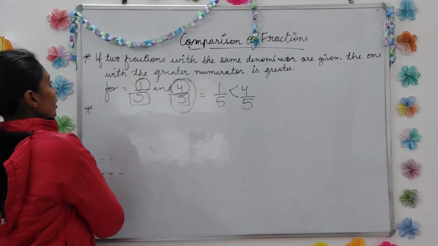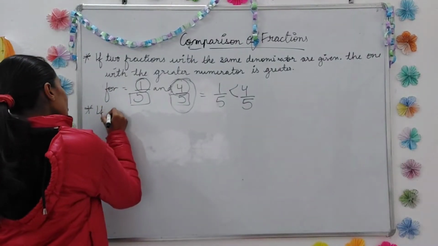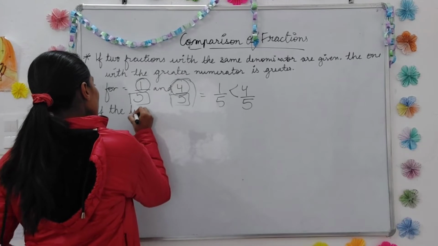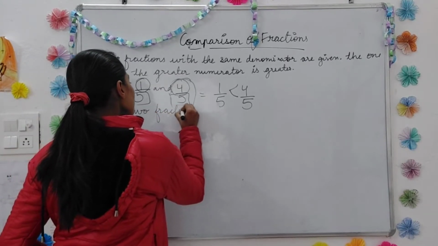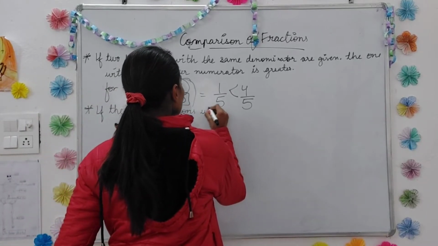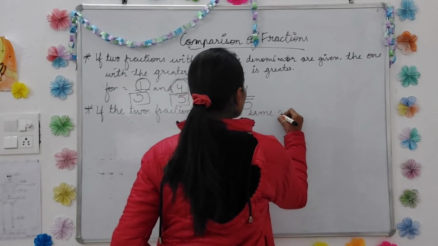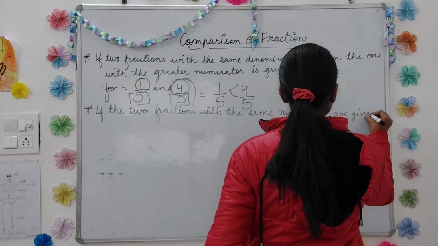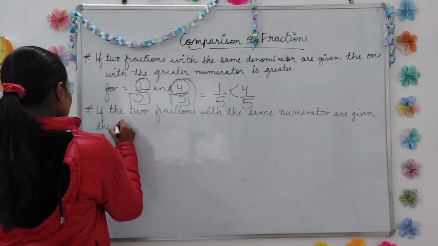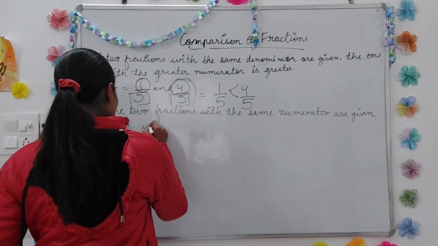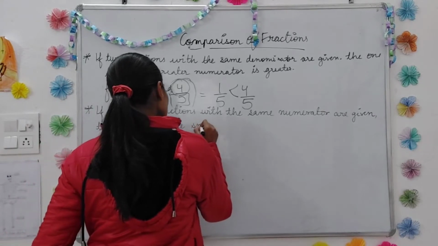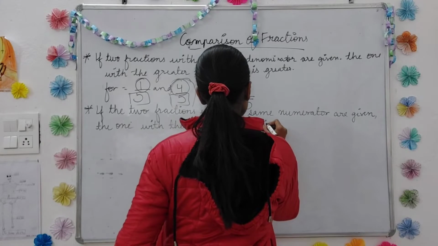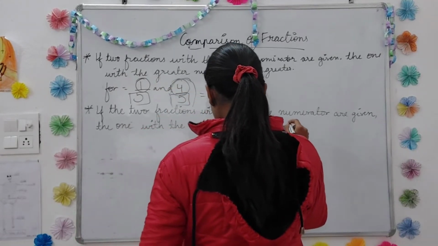Okay, so the next case is, if two fractions with the same numerator are given, the one with the smaller denominator is greater.